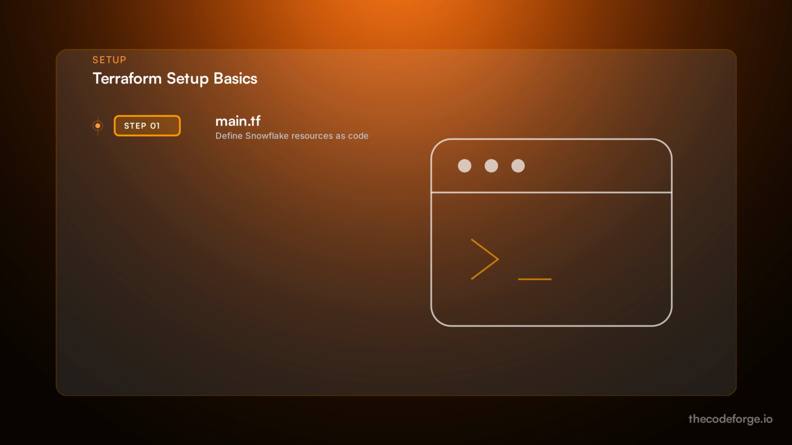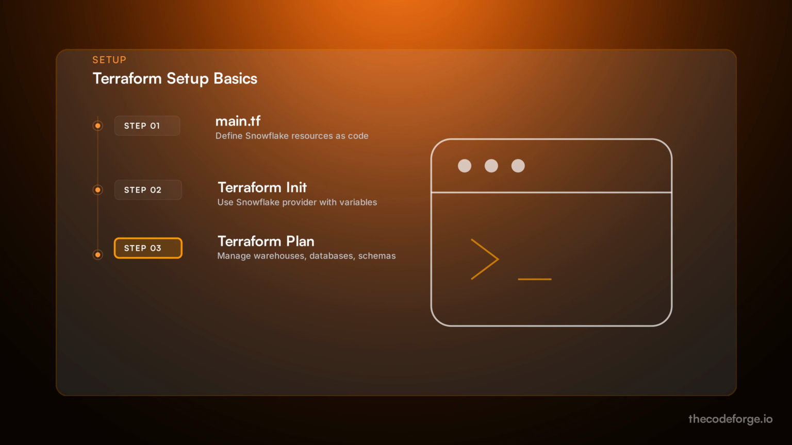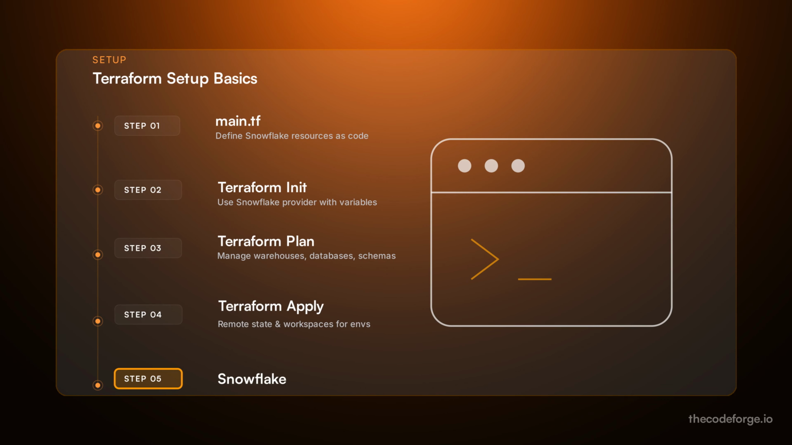Let's lay the foundation by writing your main.tf to configure the Snowflake provider, defining databases, schemas, and compute. Then run terraform init, followed by plan, and finally apply to create the resources in Snowflake. Use workspaces to isolate dev, staging, and production.